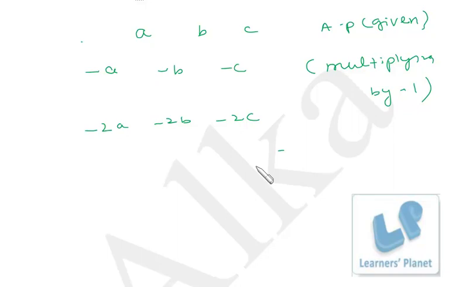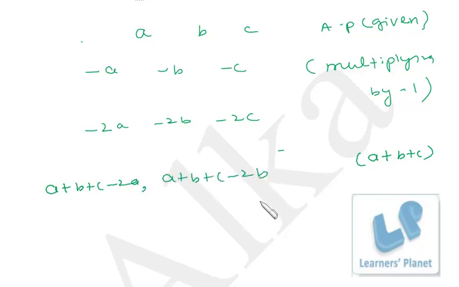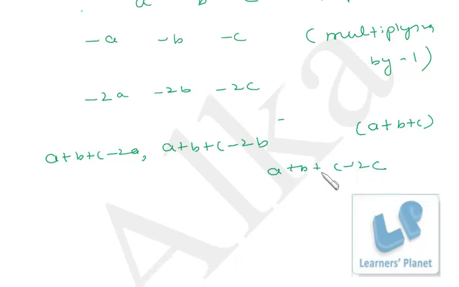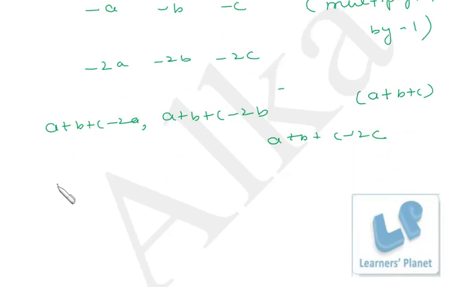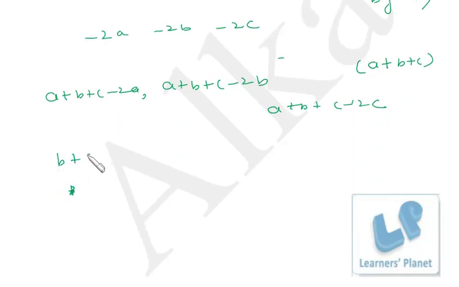Okay. Then I add A plus B plus C to each. Okay. So A plus B plus C minus 2A, A plus B plus C minus 2B, and A plus B plus C minus 2C. They will also be in AP. So it is B plus C minus A, then it is A plus C minus B, then it is A plus B minus C. They will also be in AP.